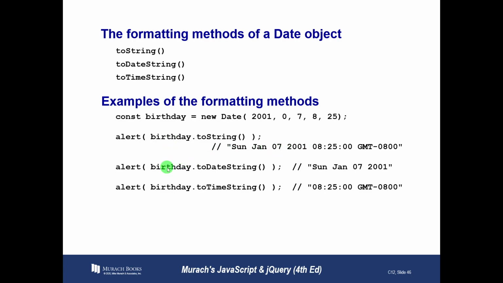If I say birthday.toDateString, it just gives me Sunday, January 7th, 2001. If I say toTimeString, it gives me the time portion. So toDateString gives me the date portion, toTimeString gives me the time portion.